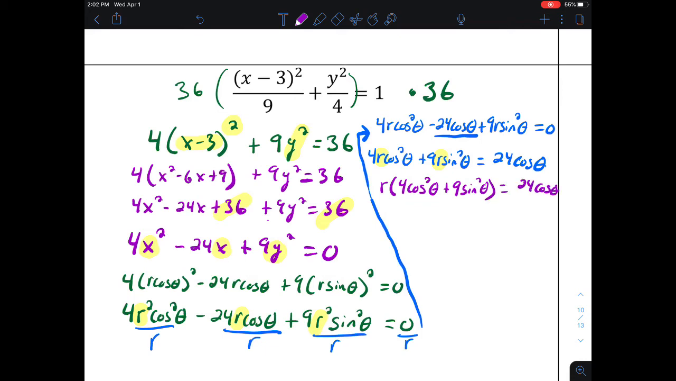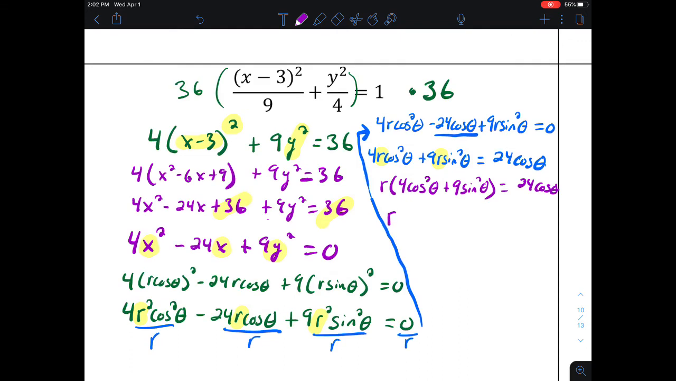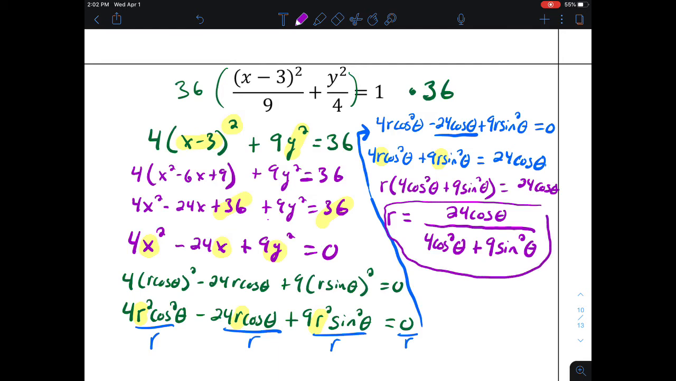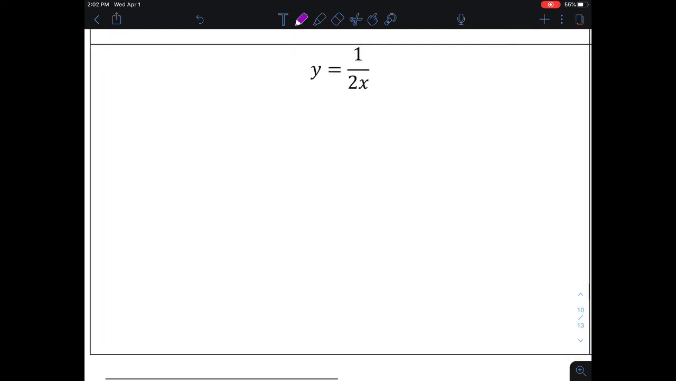And then we would divide. And so we'd have r equals 24 cosine of theta divided by 4 cosine squared theta plus 9 sine squared of theta. And we could leave it like that. Let's look at one more here.